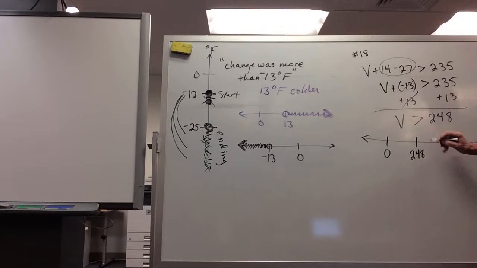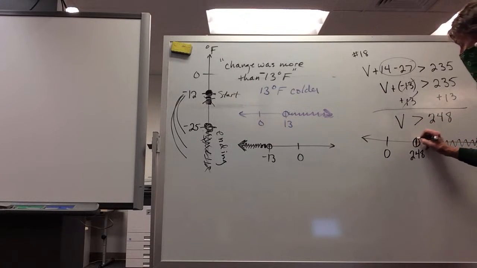So 250's out here, so this is where we're shading. Is this going to be open or closed circle? Open. Open because it's not "or equal to." When it's "or equal to," it's closed.